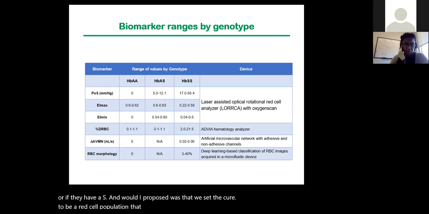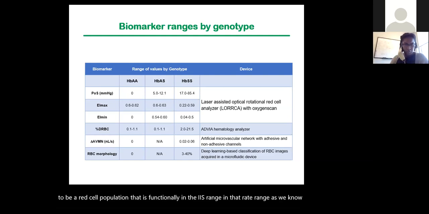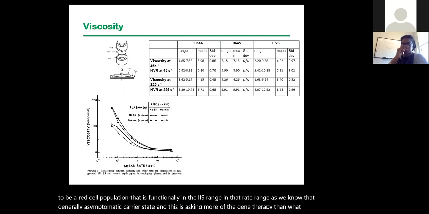And this is asking more of the gene therapy than what had been proposed prior, which was just no pain crises in the next year or 2 years, which is just unacceptable. So the tests looked like they would perform and be able to distinguish that. More work, of course, needing to be done with the microfluidics particularly.